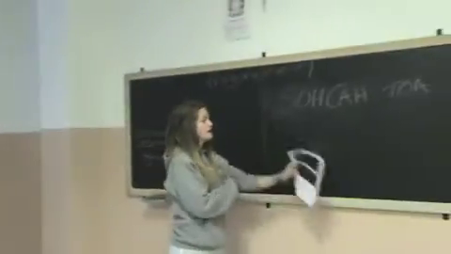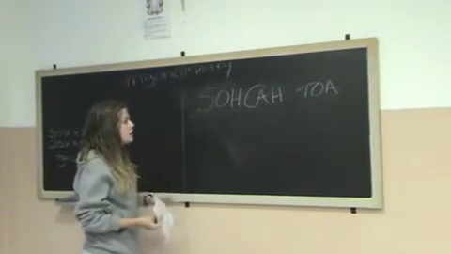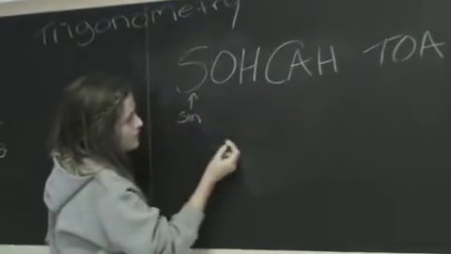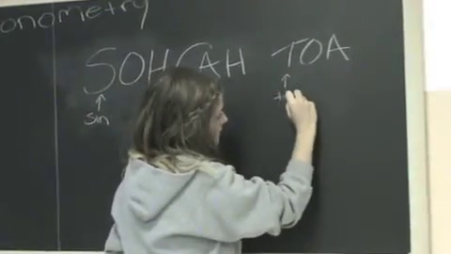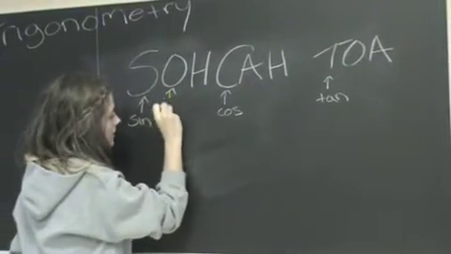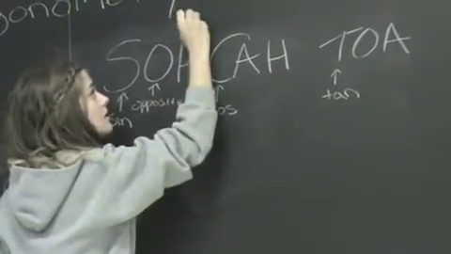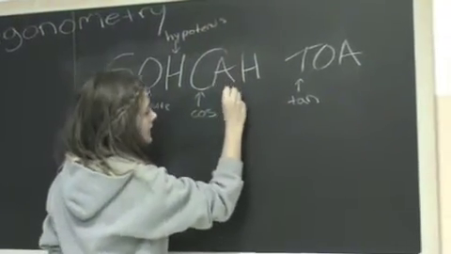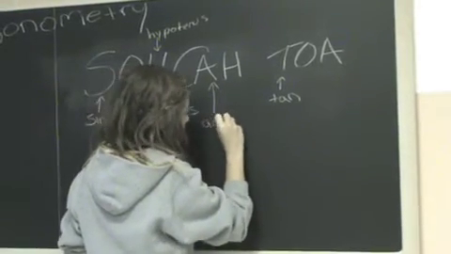So then we get back to this weird word, and I've known this since I was little. In Canada, they teach us this right off the bat. So this means sine, this is cos, and this is tangent. And then this means opposite. This means hypotenuse. And this A is adjacent.